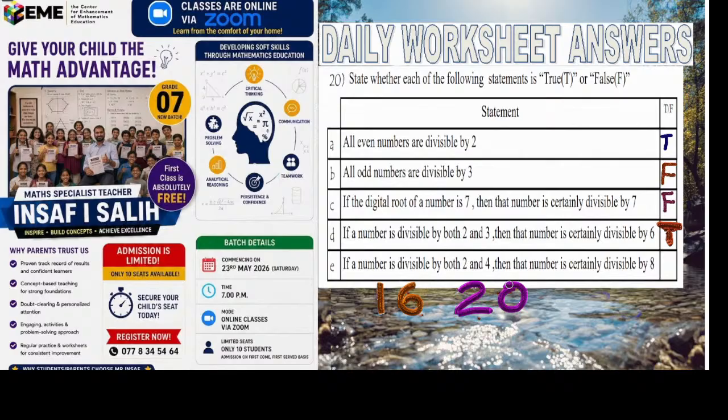So the statement E is, if a number is divisible by both 2 and 4, then that number is certainly divisible by 8. It's a wrong statement. Just think of a number like 20, or a number like 28. Those are numbers divisible by both 2 and 4, but they aren't divisible by 8. So statement E is incorrect. It's false. It's F.